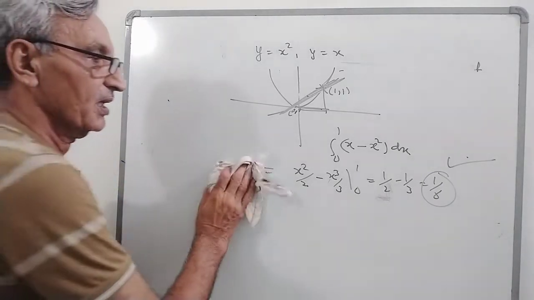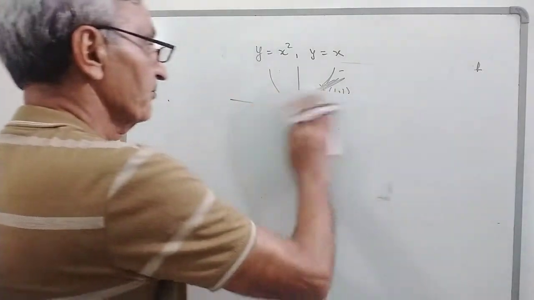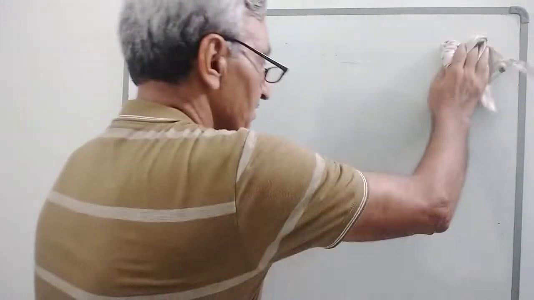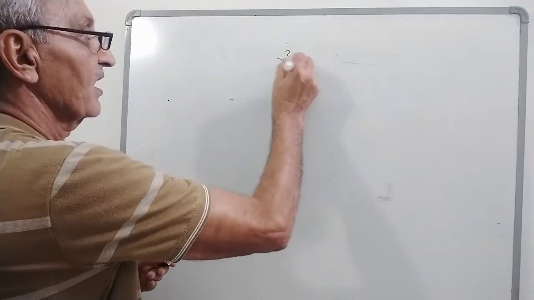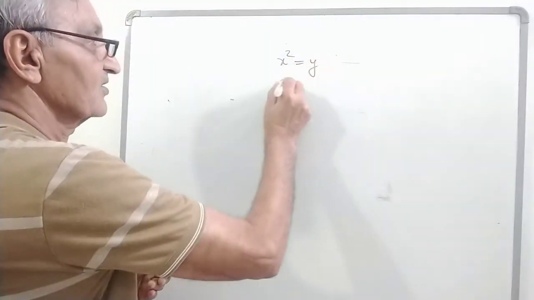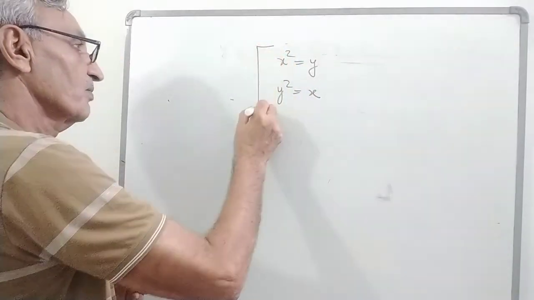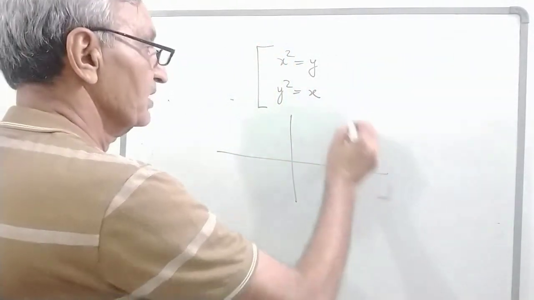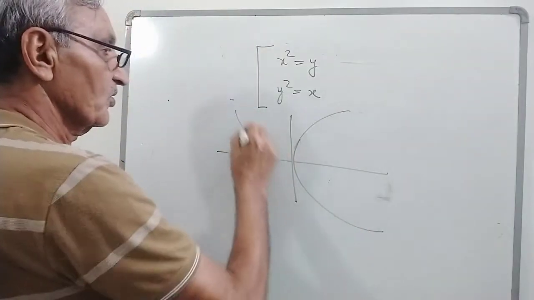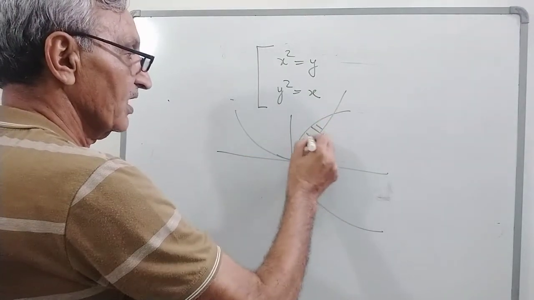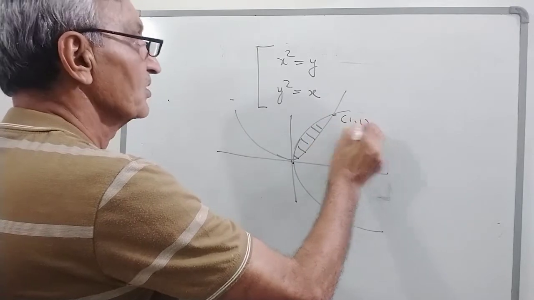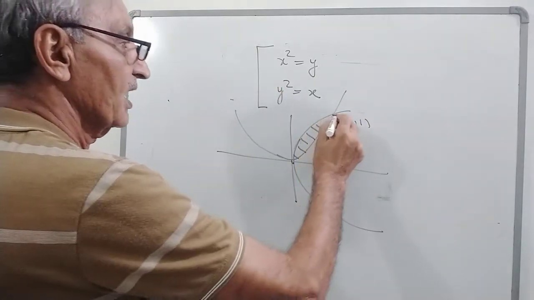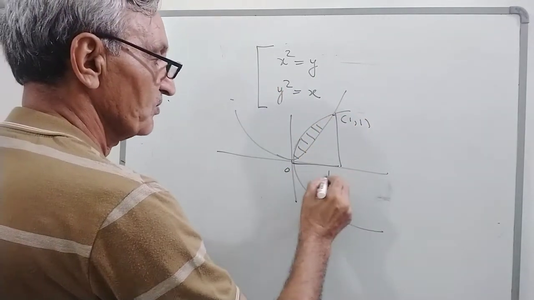Well, I repeat another question which I find important. Let's say x² is equal to y and y² is equal to x. Find the common area between them. Let me draw y² = x passing through the origin. This is the area here. If you simplify both of them, they cut at (1, 1). The limits are from 0 to 1.